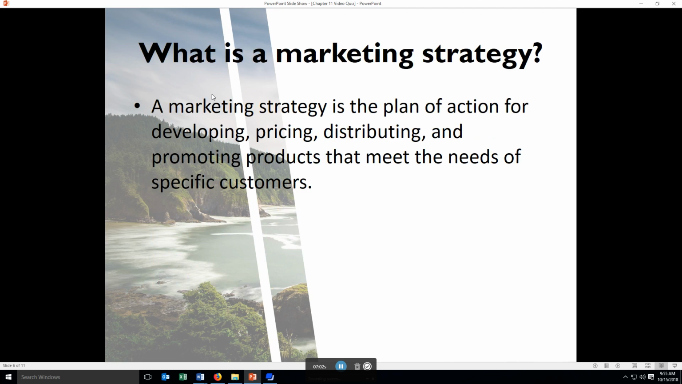What is a marketing strategy? A marketing strategy is the plan of action for developing, pricing, distributing, and promoting products that meet the needs of specific customers. So here we're targeting specific customers, just like with that washing machine example. I said, okay, we may have a very good product that we're putting out there on the high end of the market. We're making profits. Customers love our products. We're doing great.